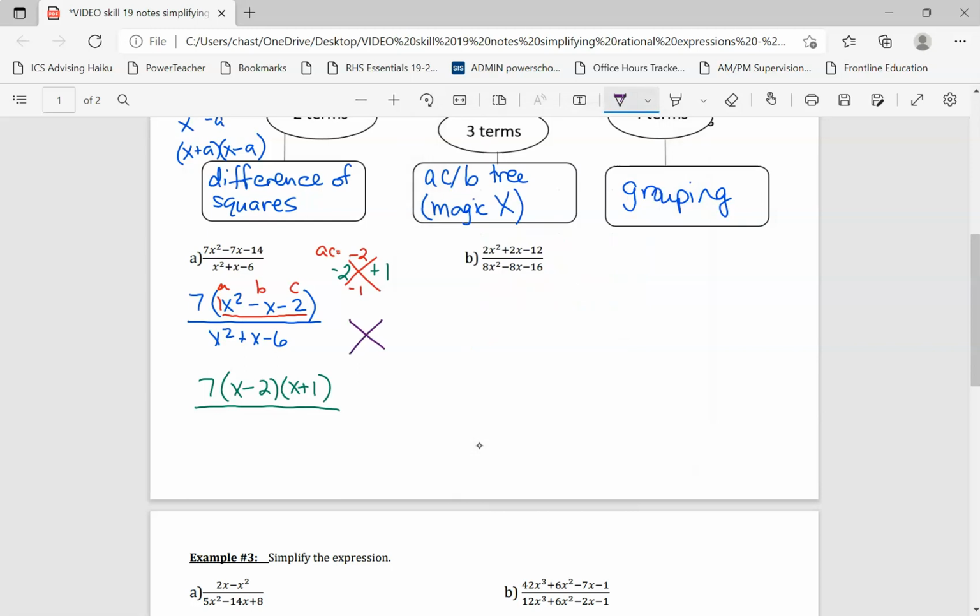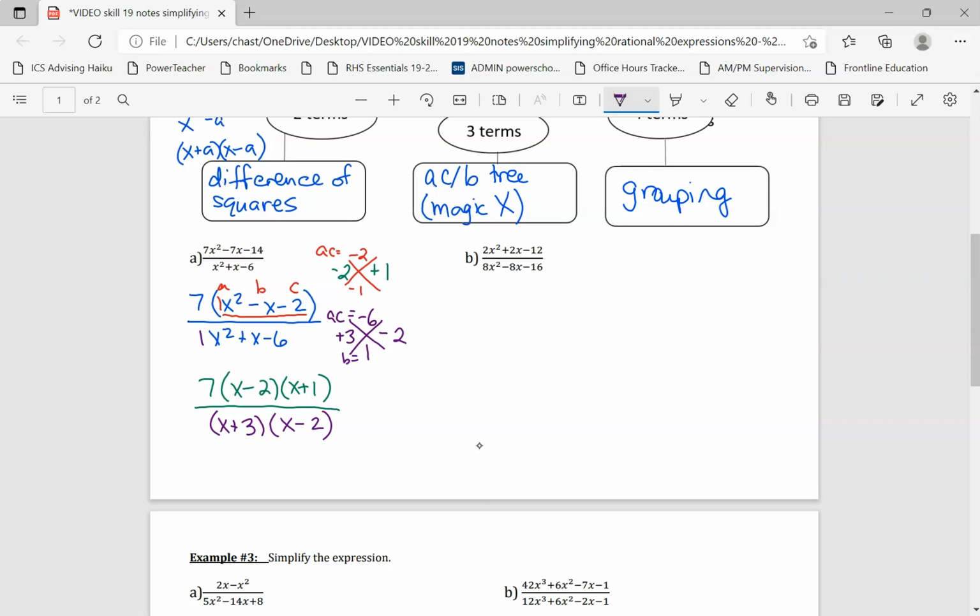For the denominator, I'm looking for an AC of 1 times negative 6, and then a b of 1. So that's going to be, what is that? Positive 3 and negative 2. So the denominator factors as x plus 3 and x minus 2.